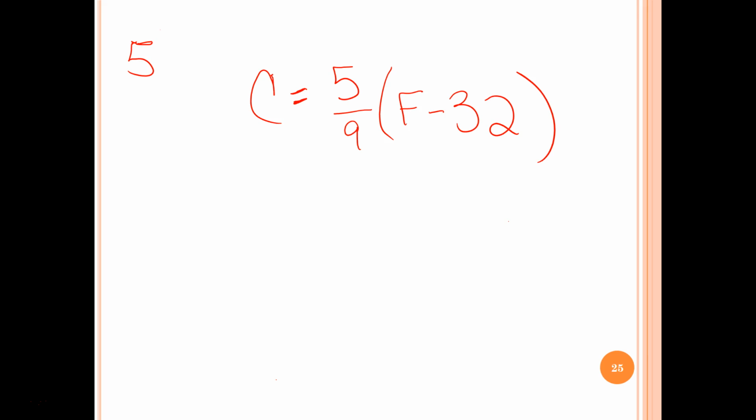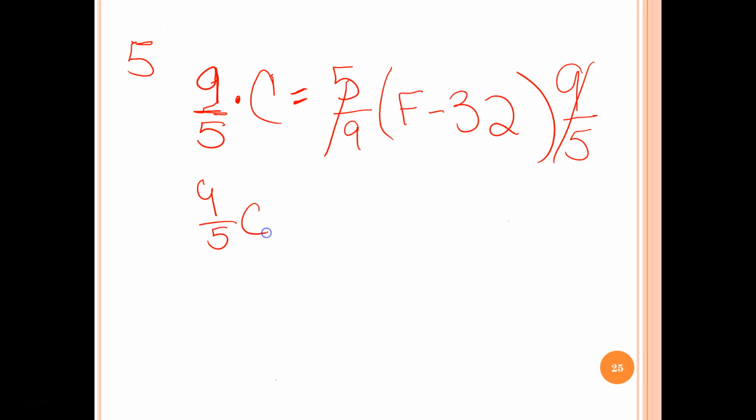So I'm going to make life easier, and we could distribute, or let's get that 9/5 over to the other side of the equation, just to make life a little easier. Let's multiply by the reciprocal so we can cancel this guy. And that leaves us with 9/5 C equals F minus 32. All right, we're trying to get F by itself. So last step, let's add 32 to both sides.